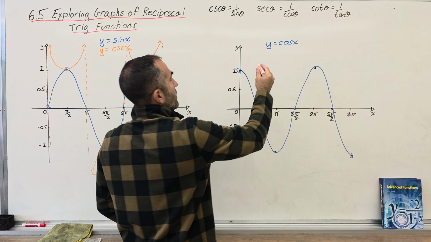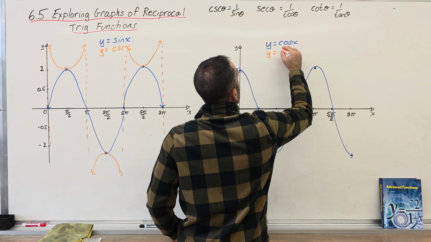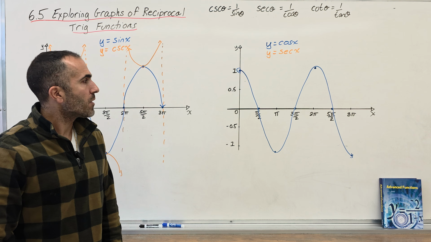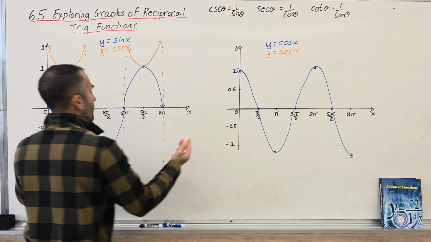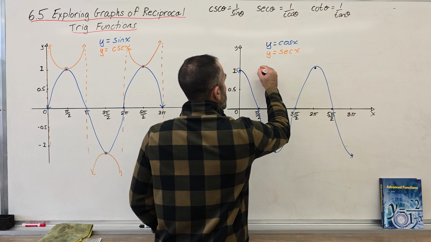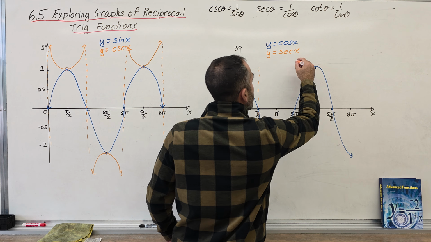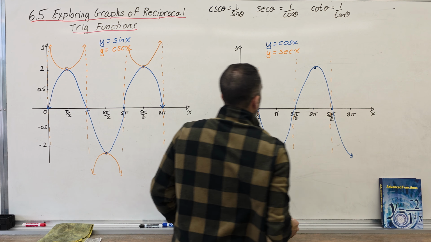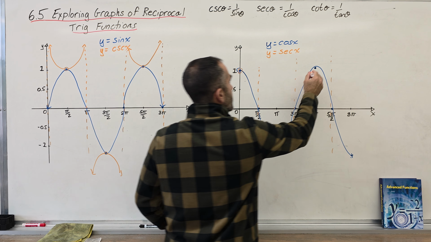And now I want to plot the reciprocal. Exact same way, this is going to be secant x. So I look at my zeros. They're a little shifted from sine because sine and cos are shifted by a quarter of the period. So I draw my asymptotes here at the zeros. My intersection points are still these guys. These are still points on both functions.